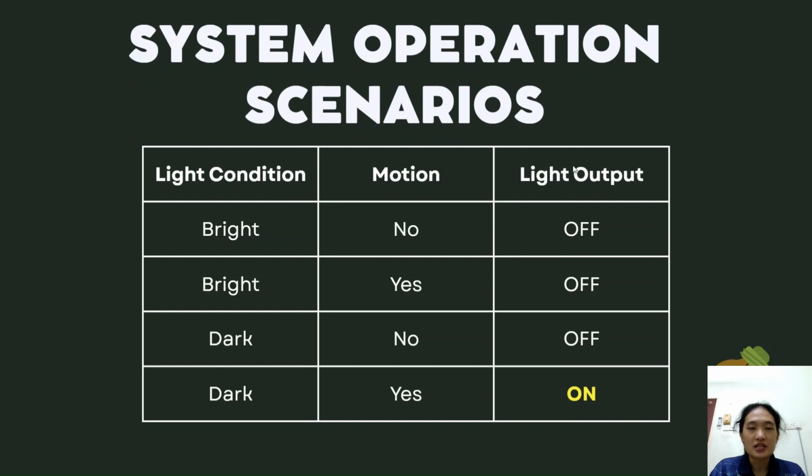This table shows the system operation under different conditions. When the room is bright, the light remains off even if motion is detected. When the room is dark but no motion is detected, the light also remains off. The light turns on only when the room is dark and motion is detected. This clearly demonstrates the effectiveness of the multi-sensor approach.